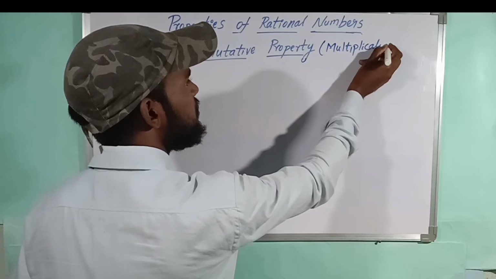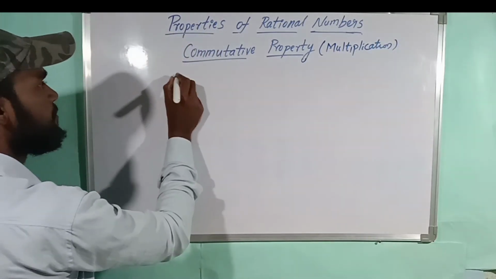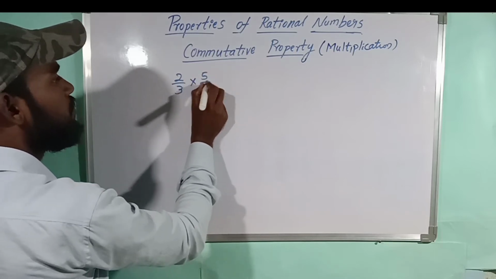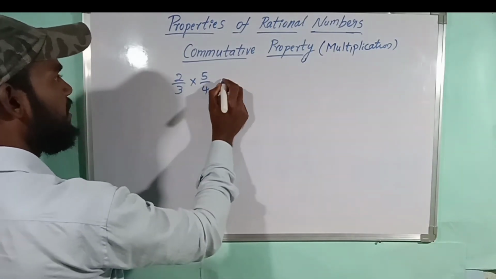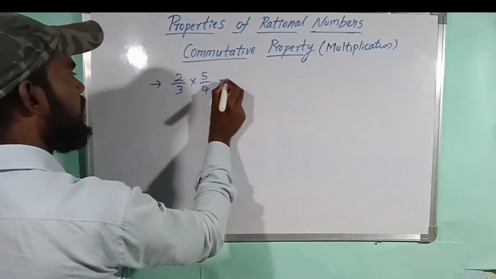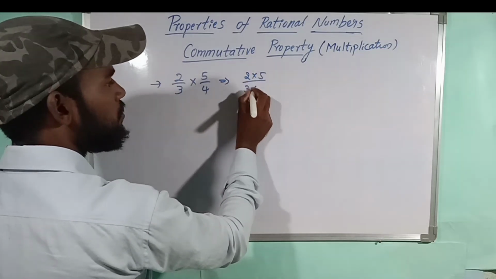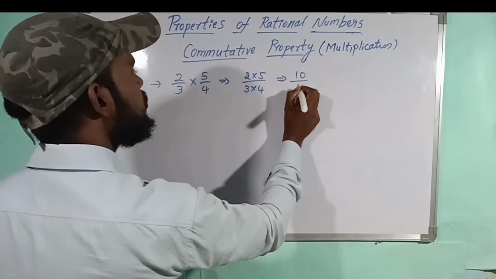Now commutative property for multiplication. Take any two rational numbers, 2 by 3 into 5 by 4. Now we are going to multiply them. 2 into 5 by 3 into 4. Everyone clear? 2 fives are 10, 3 fours are 12.